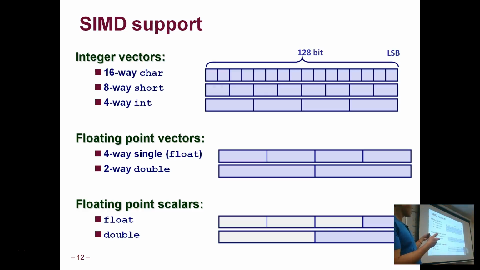Okay, so this is what it looks like when you vectorize this 128-bit register. You can put 16 bytes in it, 8 shorts, or 4 ints. You could put 4 single precision floats or 2 doubles. You can also use these registers as scalar registers for floating point operands. So if you only had a scalar floating point operation, you would just use the low part of the XMM register to hold that operand. Okay? And the same with the double.